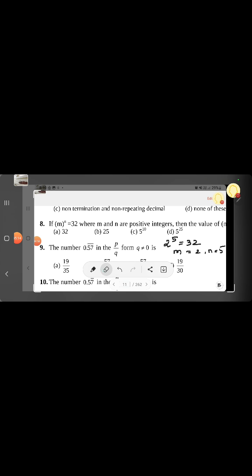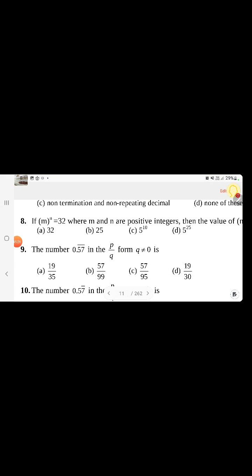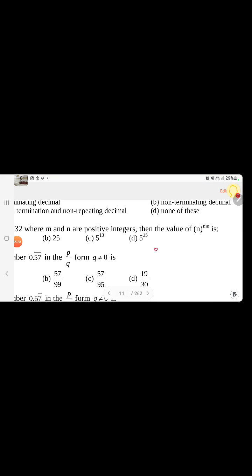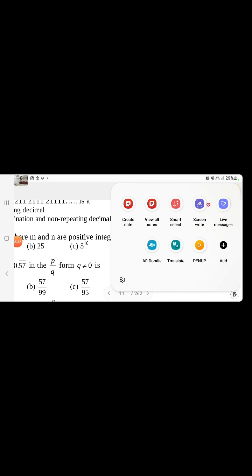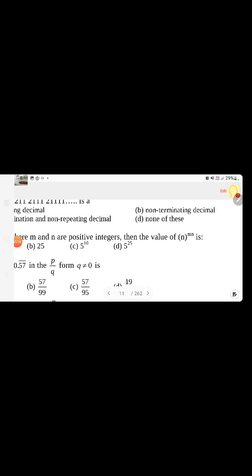And what do we have to find? We have to find n to the power m into n. Let's check. Yes, we have to find n to the power m into n. What is n?